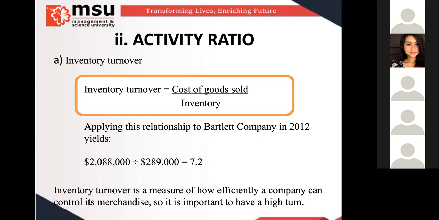So inventory turnover is a measure of how efficiently a company can control its merchandise. Their products are basically their merchandise. So it is important to have a high return.